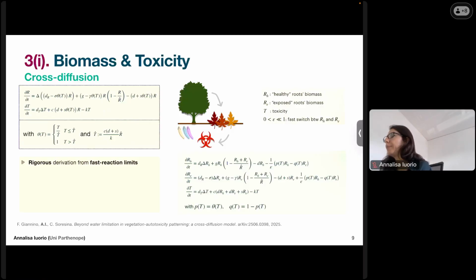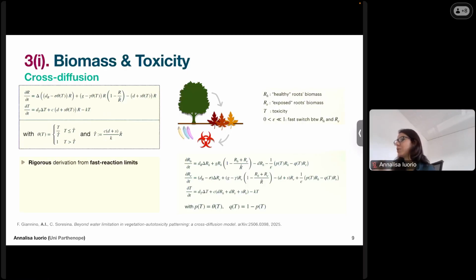So basically the idea is the following, and I should say Cinzia is the expert on this, but I hope she would agree with what I'm about to say. This division between the two subpopulations of roots biomass, healthy and exposed, is something that you do at a quote-unquote mesoscopic scale, because the term is not precise, but it's not really micro scale, so it's something in between in a way.